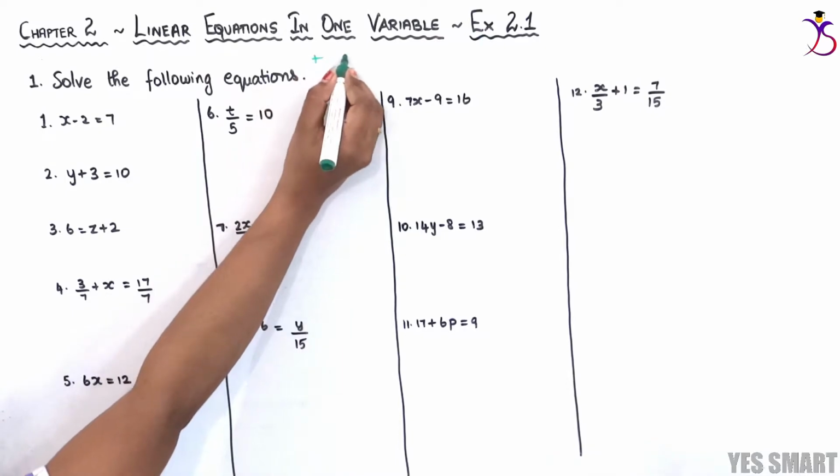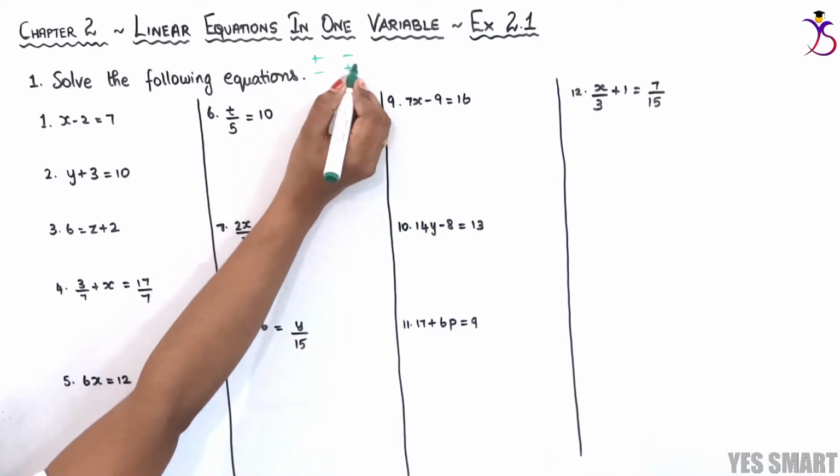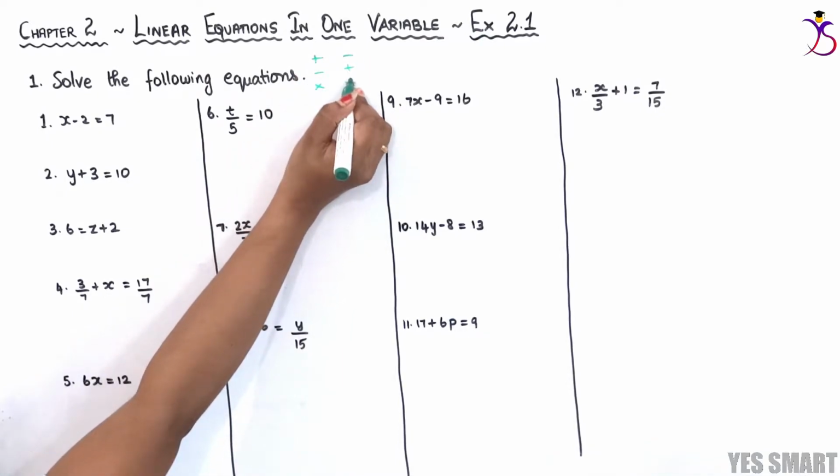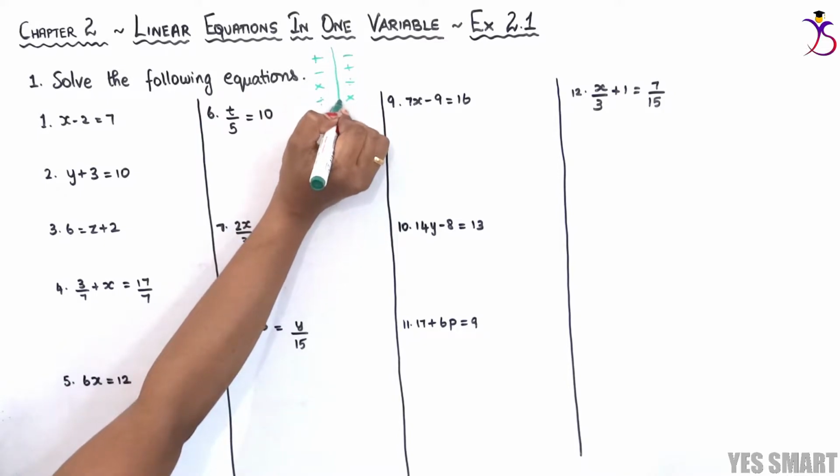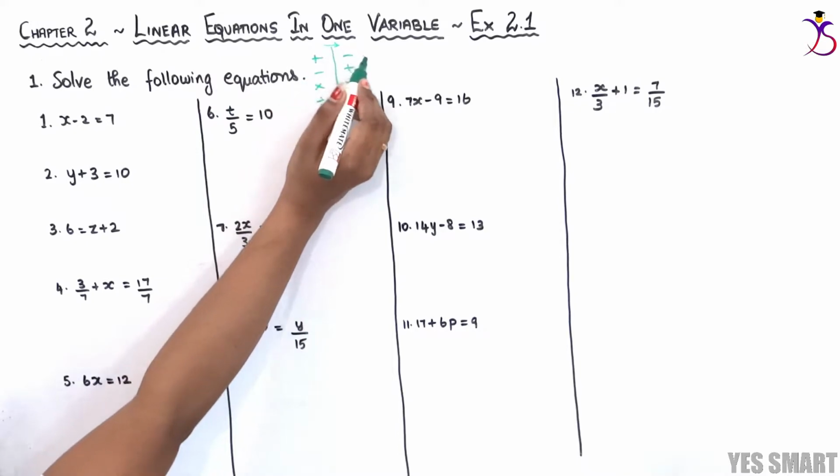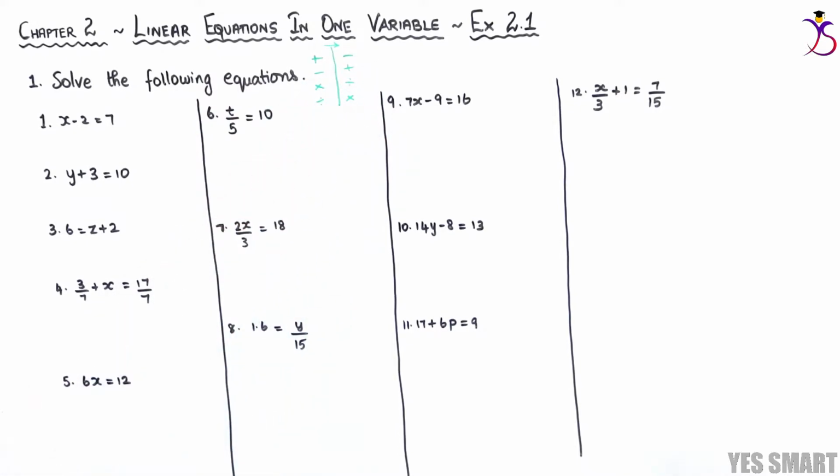So let's note these. When it is a plus sign, it turns to minus. If it is minus, then it is plus. When it is multiplication, it is division. When it is division, then it turns to multiplication. So these are the changes when we transpose signs. Now let's look into the first sum.